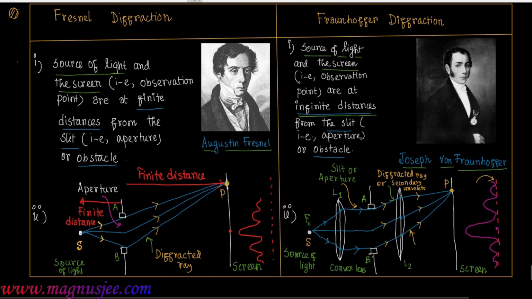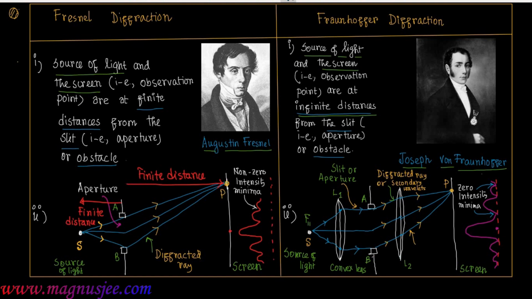Now we can show the zero intensity minimum on the diffraction pattern graph. For Fraunhofer diffraction we get zero intensity minimum, that means the graph will touch the phase difference axis. Similarly, we can show the nature of minimum for Fresnel diffraction. For Fresnel diffraction, there will be non-zero intensity minimum, and there is a certain distance between the graph and the phase difference axis.